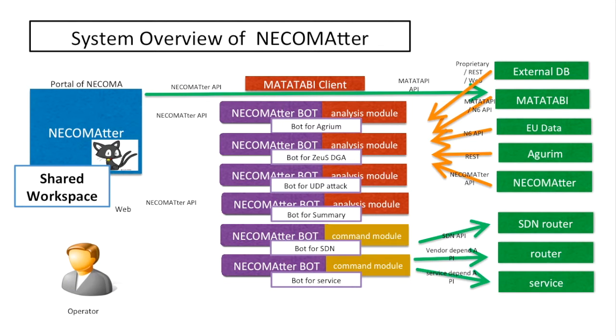This is the overview of the Necomatter system. Each analysis module periodically analyzes collected data sources, and the modules post the results of their analyses to Necomatter. Operators can examine the detected threat information, and they can order some command modules to stop particular threats by posting commands into the timeline. Command modules are watching the timeline, and when there is a post from operators, they apply the designated commands. Hence, an operator can carry out all of their security operations on our Necomatter platform.